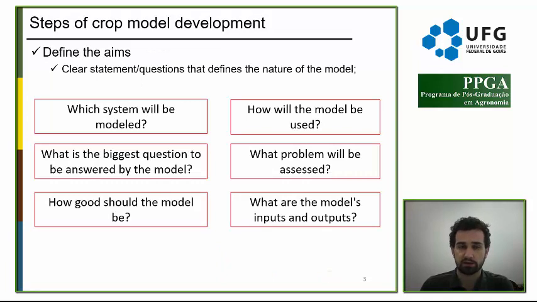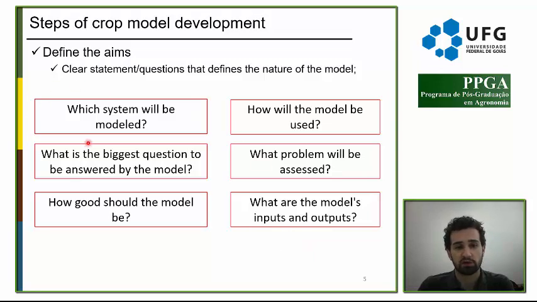So to start, the first step is to define aims. The aims are a clear statement or question that defines the nature of the model. Here are some examples of questions you can ask to start defining which model I can use, or which model I can start building, to answer these specific aims. For example: which system will be modeled?